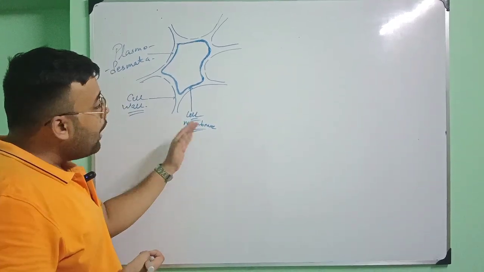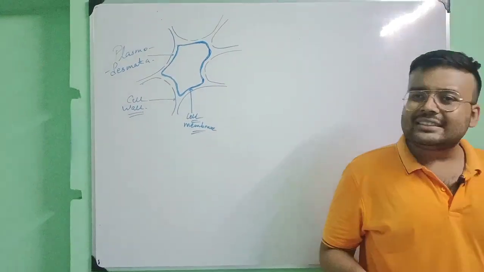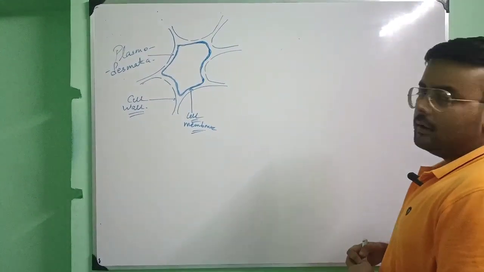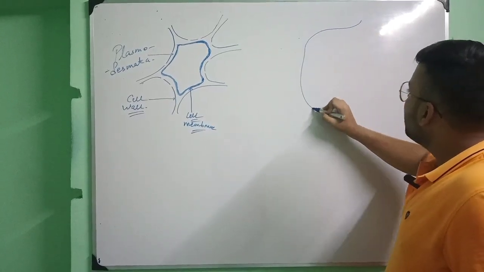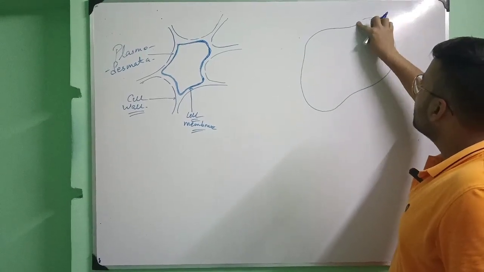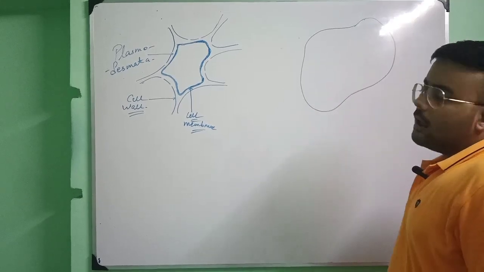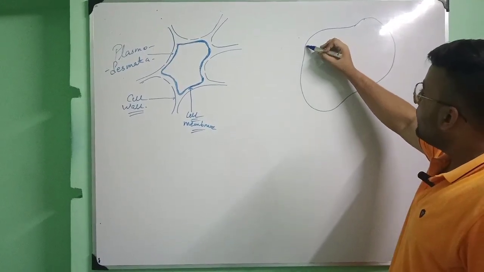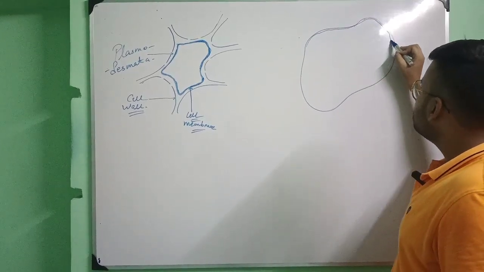Now coming to the cell membrane. Cell membrane is the outermost covering of the animal cells. So we will look into the cell membrane from the perspective of an animal cell. Let's see. Here we are drawing an animal cell. Animal cells, as we know, lack a cell wall. So the only thing an animal cell has is the cell membrane.